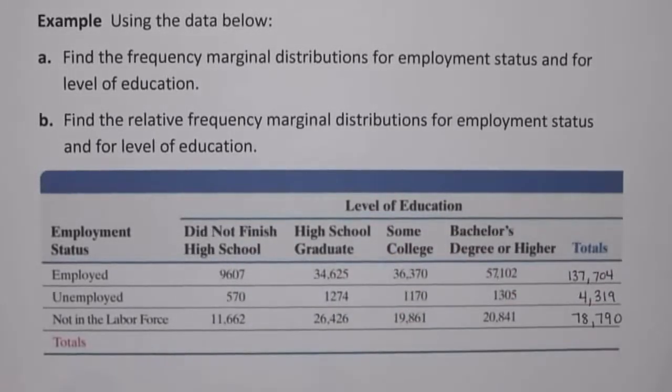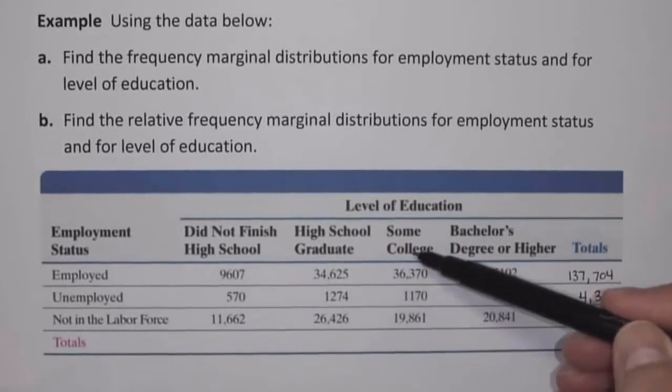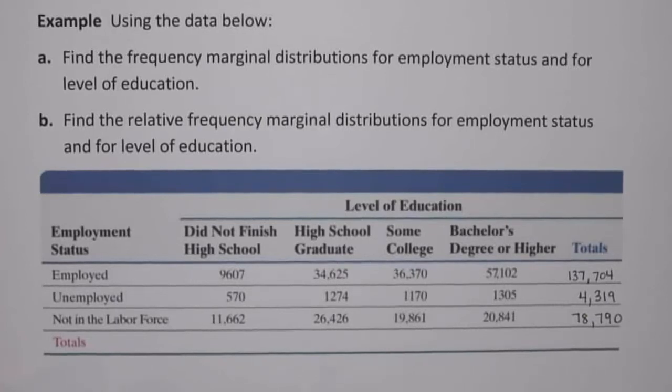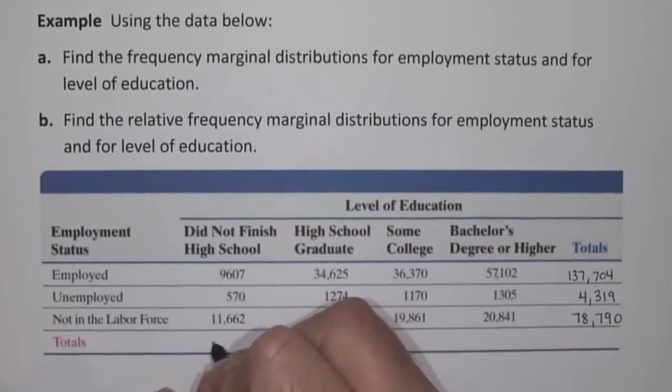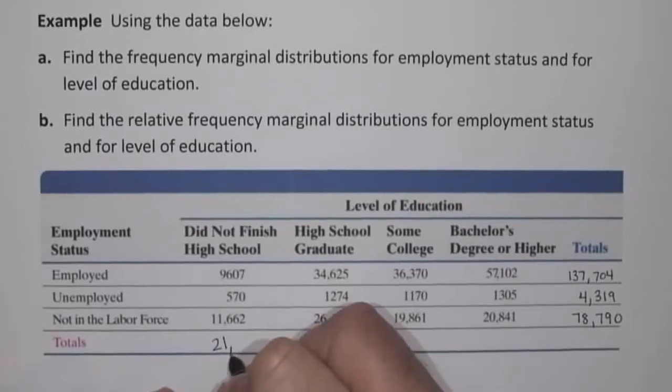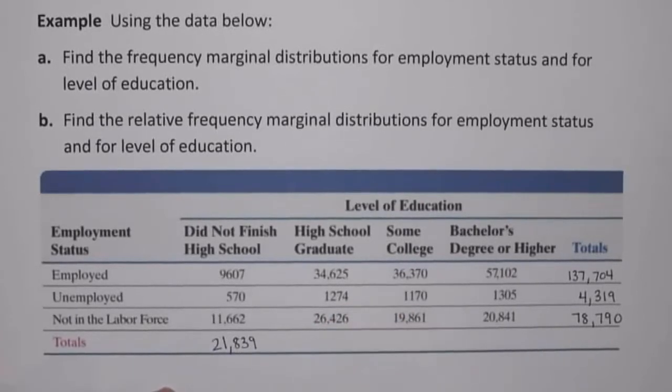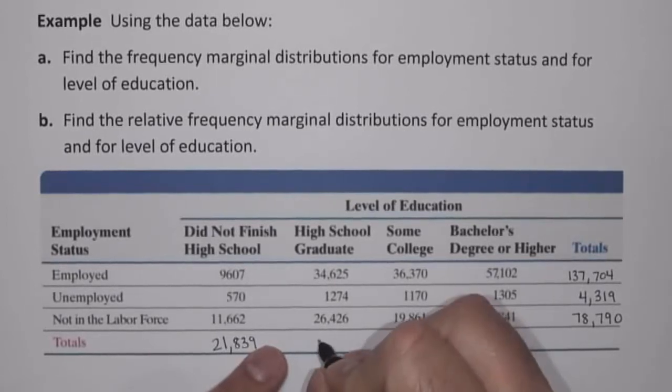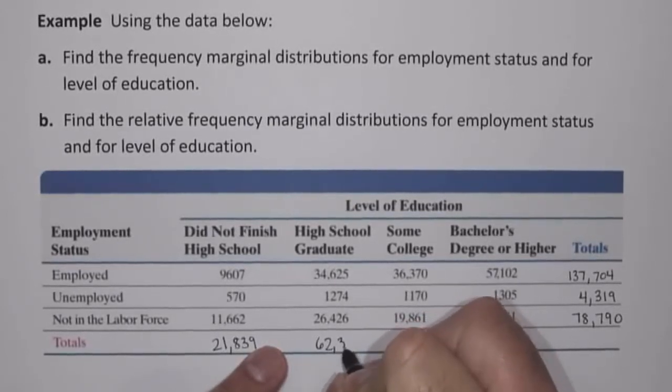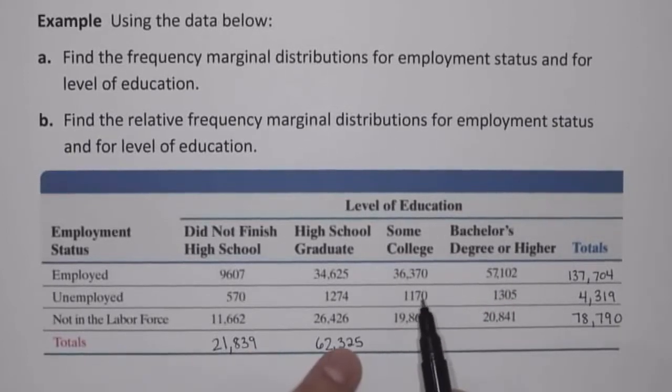Now, if we want to find the frequency marginal distribution for level of education, then we're going to find the totals for the columns. So if we add up the 9,607, the 570, the 11,662, that adds up to 21,839. If we add up 34,625, 1,274, and 26,426, that adds up to 62,325.